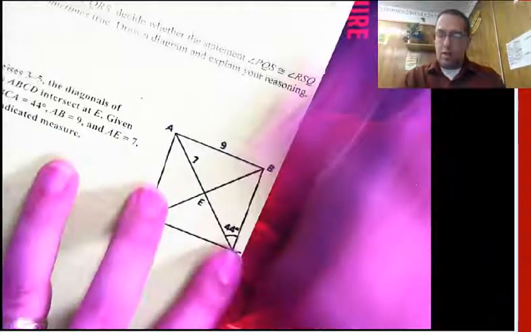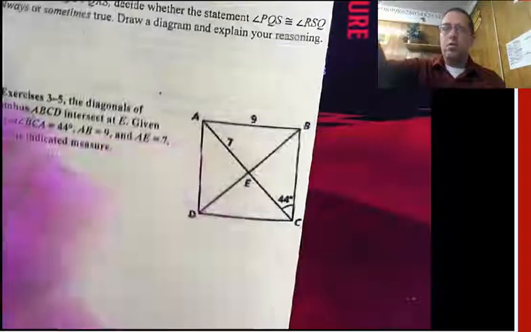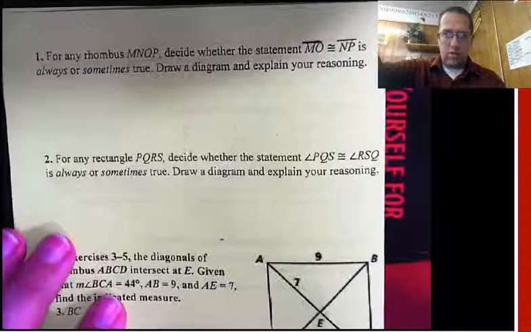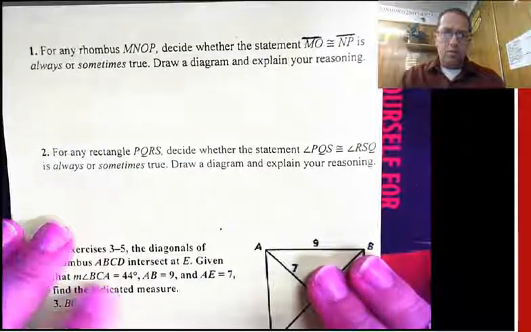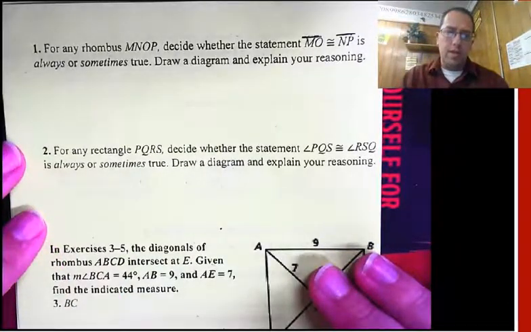Let's see what we can do here. Open this up. What do we have? So, number one, for any rhombus MNOP, decide whether the statement that segment MO is congruent to segment NP is always or sometimes true. And then it wants us to draw a diagram and also explain our reasoning.